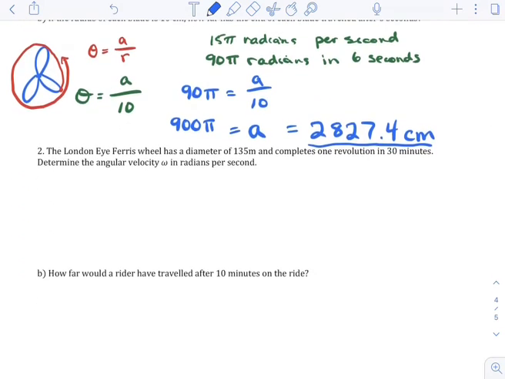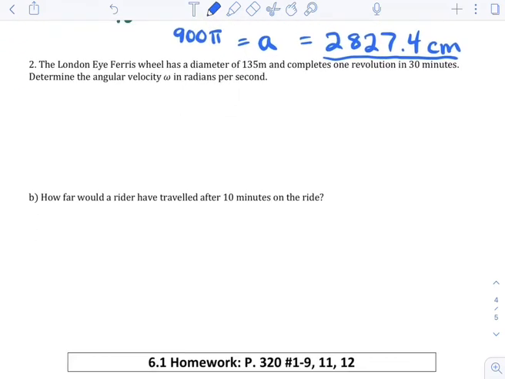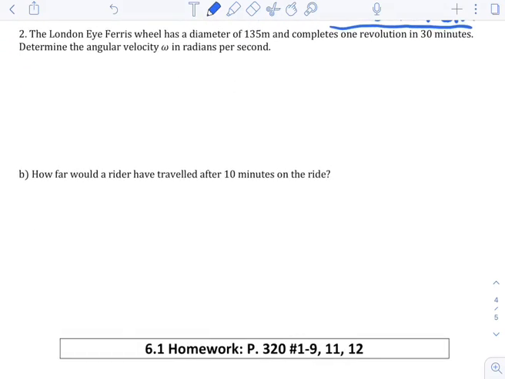So let's try a second one, kind of similar to it. This one says the London Eye Ferris wheel. So there's a Ferris wheel in London. It's called the London Eye, very big one. And it says it has a diameter. That's the distance from the top to the bottom. So if I was to draw this Ferris wheel, it tells me that the distance from the top to the bottom is 135 meters.